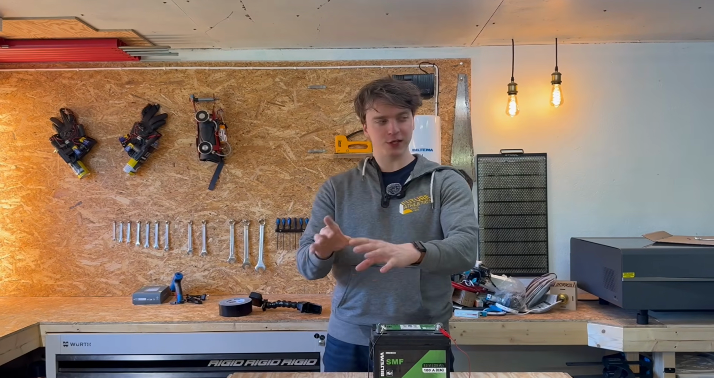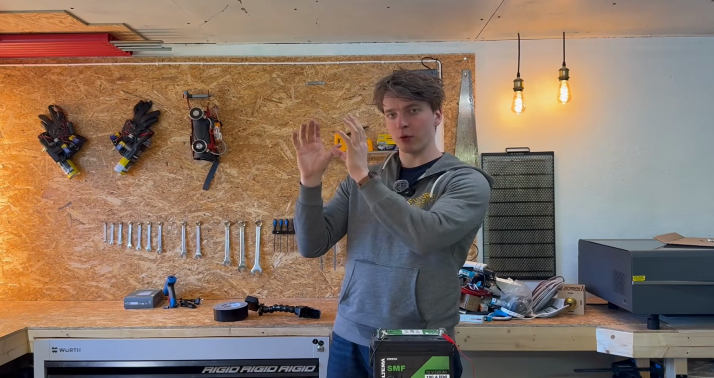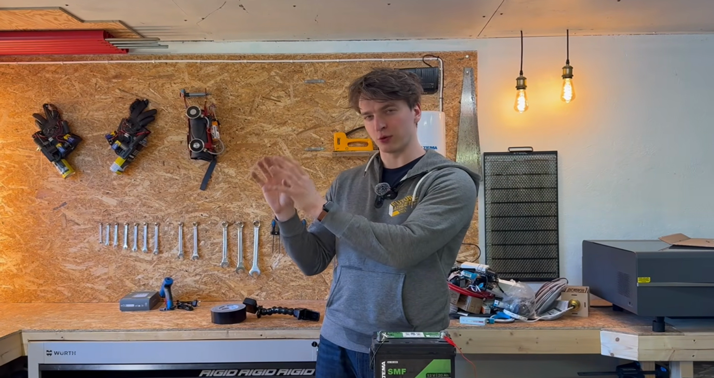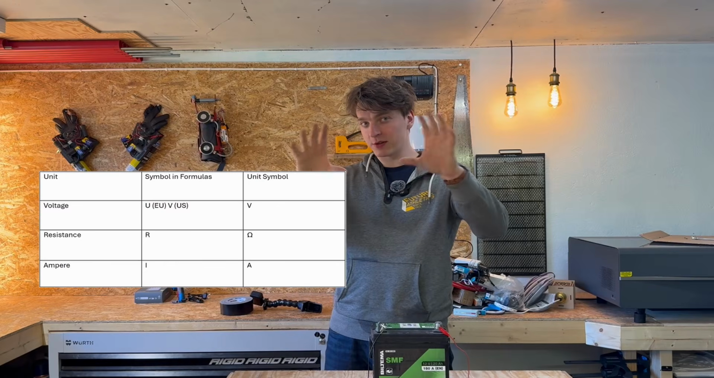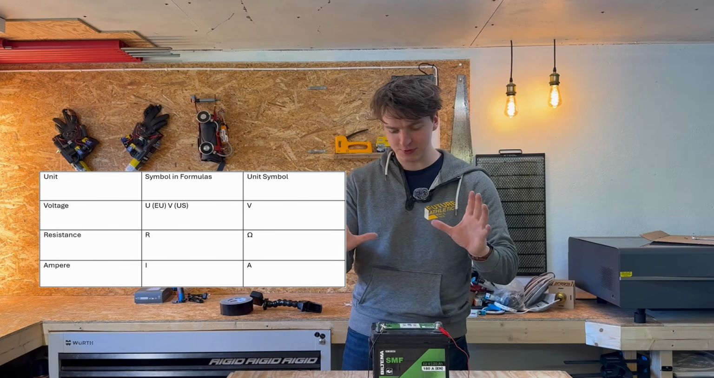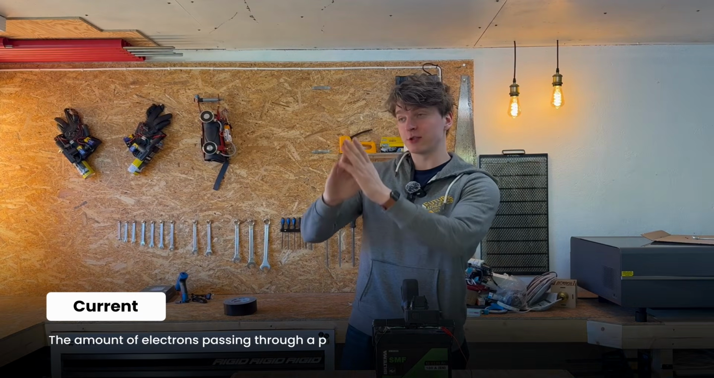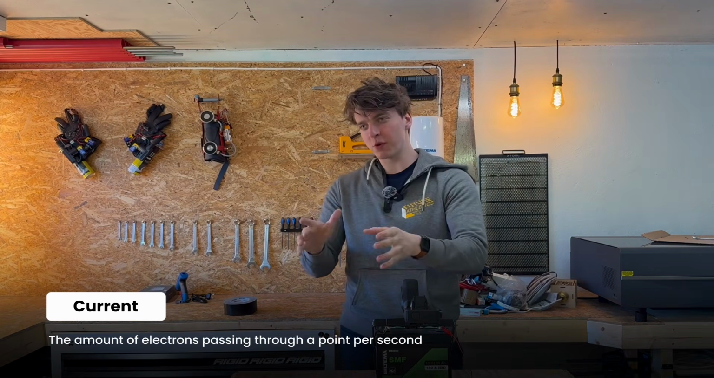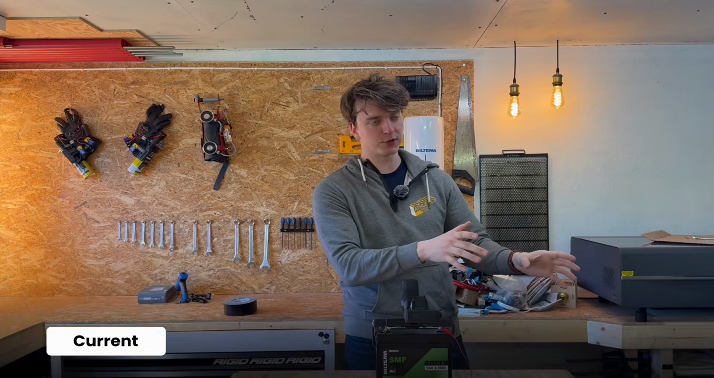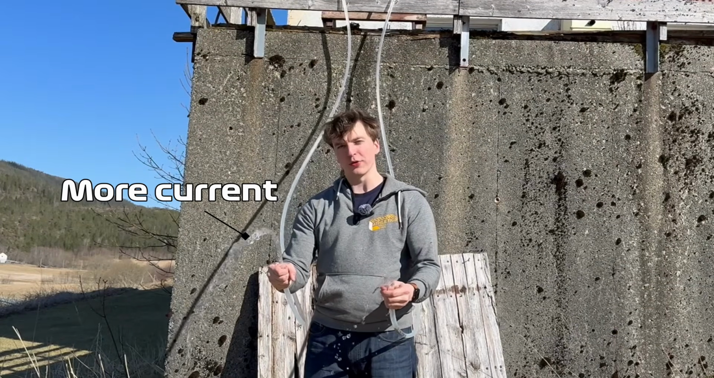So it may be confusing that we use different letters for formulas and other letters for the unit. So here's a quick breakdown on where to use the letters, so it makes a little bit more sense. So current is the amount of electrons passing through a point per second. If you take a look back at the water experiment, the electrons are the water. So the more water that's flowing, the higher current we have.